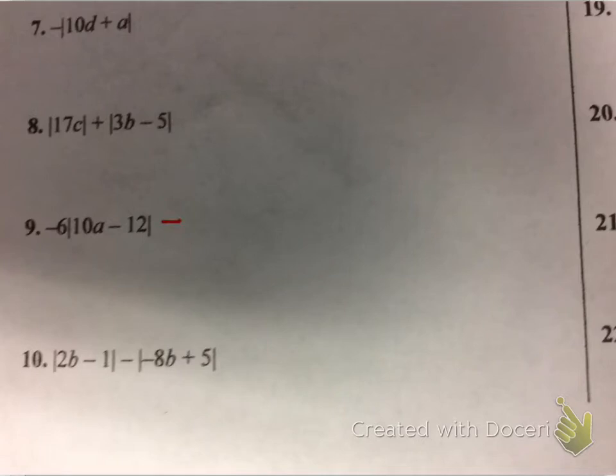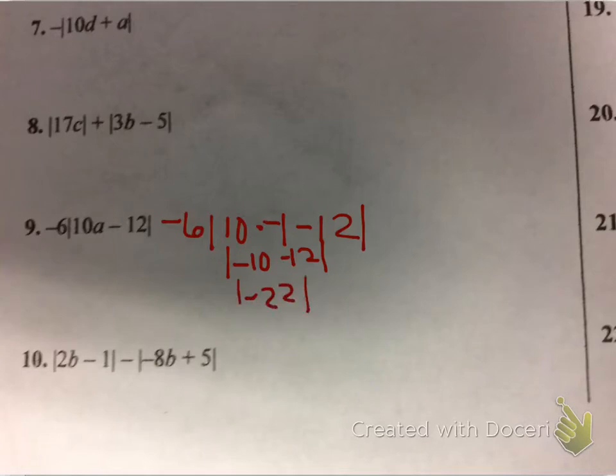Okay, so here I'm going to say negative 6 times 10 times a negative 1 minus 12. That's going to give me negative 10 minus 12 is negative 22. The absolute value of that times a negative 6. Now the absolute value of that is positive 22. So really what happens here is I get negative 6 times a positive 22, which will give me negative 132.